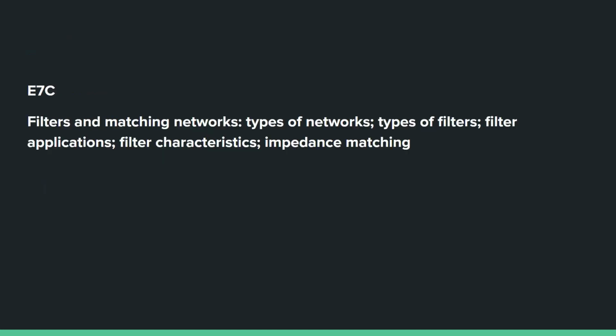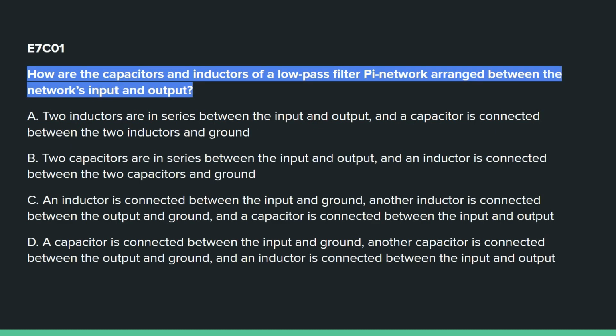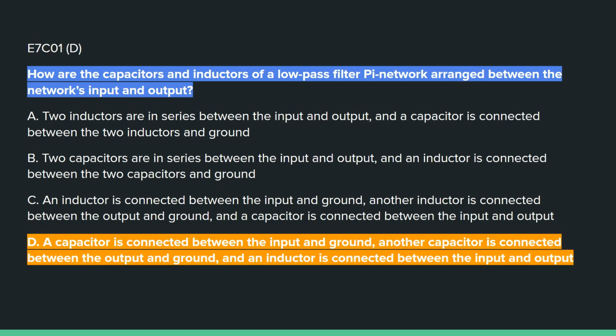E7C, filters and matching networks, types of filters, filter application, filter characteristics, and impedance matching. E7C01, how are the capacitors and inductors in a low-pass filter pi network arranged between the network's input and output? D, a capacitor is connected between the input and ground, another capacitor is connected between the output and ground, and an inductor is connected between the input and output.